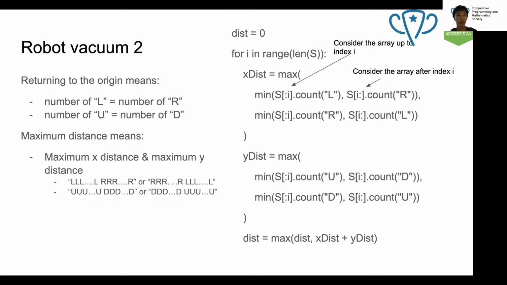If you're not familiar with Python, s[:i] means everything up to i, and s[i:] means everything after i. So this is considering everything before and everything after. And so you can see that you can calculate the maximum X distance you can get and the maximum Y distance you can get. And because your distance is the Manhattan distance, it's the sum of your X and Y distances. So yeah, that's the solution for this problem.